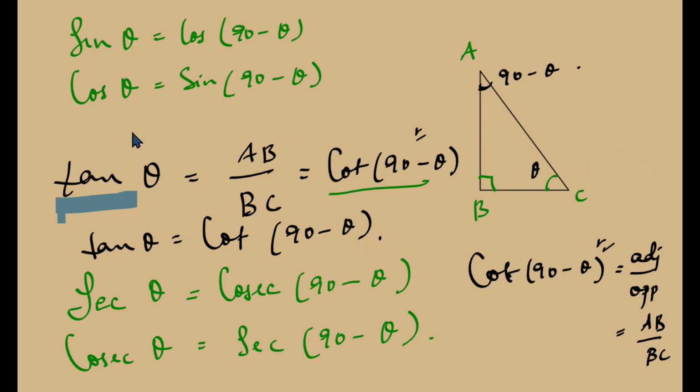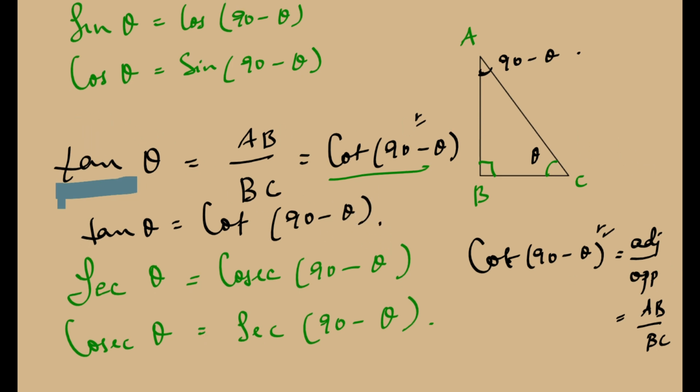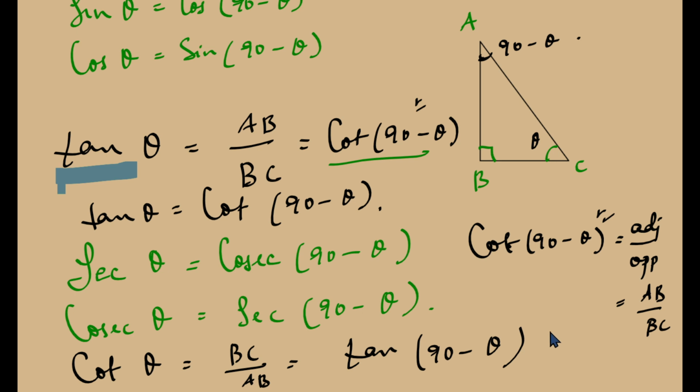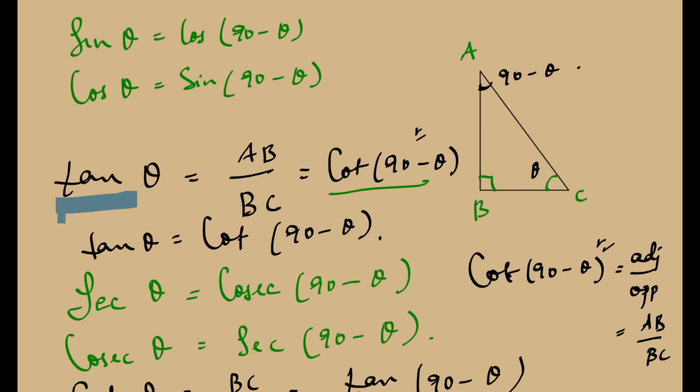And of course cot theta also holds good, isn't it? Cot theta would be equal to adjacent by opposite. What is cot theta? Cot of theta is adjacent BC by opposite AB, which would be equal to tan of 90 minus theta. So we have arrived at all the trigonometric ratios for complementary angles, and we have seen what the relationship is between them, and this would come in handy to tackle some problems for us.